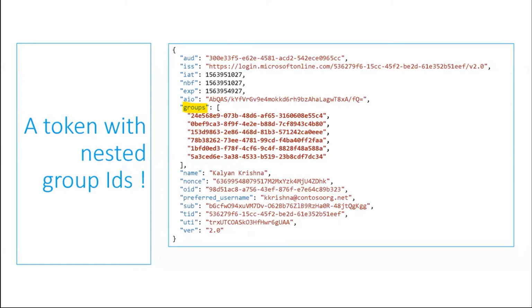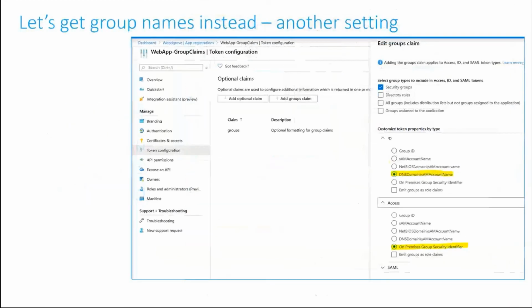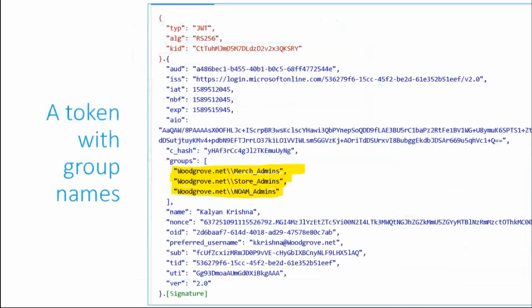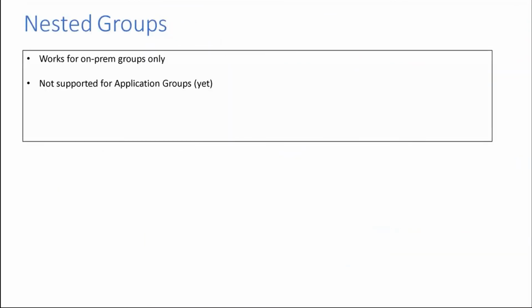If you are not asking for SAM account names, you will get the group IDs of the nested groups. If you choose one of the options which allows you to get a group name, like SAM account name, then you will get the group names of the nested group memberships as well. As I mentioned, it only works on-prem today. The next topic that I will cover is called application groups. It's unfortunately not available for application groups today, but we are working on it and hope to make it available soon.